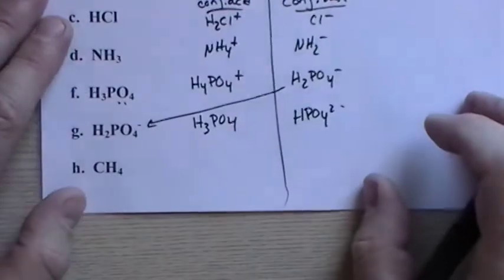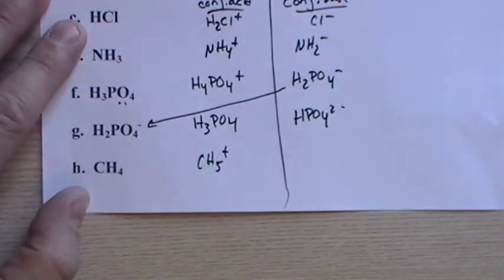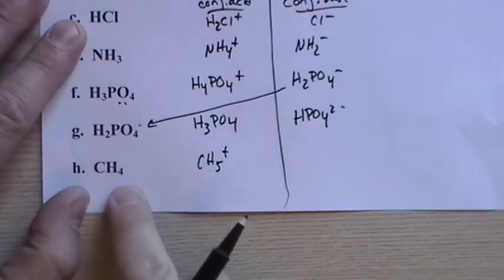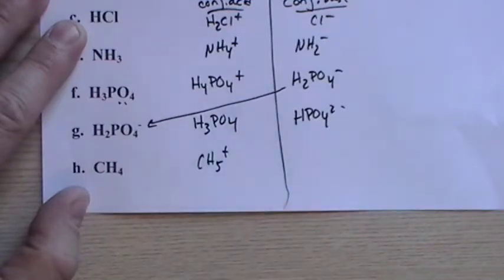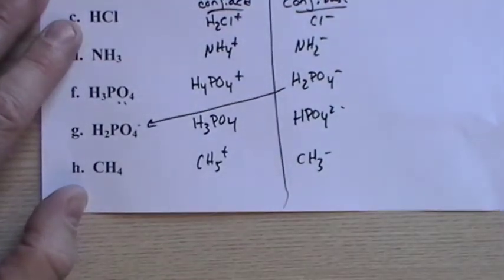For methane, to make the conjugate acid, this would be CH5+. Organic chemists would look at that and scream, but theoretically, we were just following the rules. We want to take a species and make its conjugate acid, add H+ to it. A conjugate base, take away an H+.